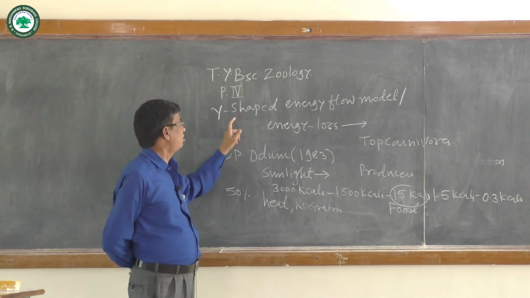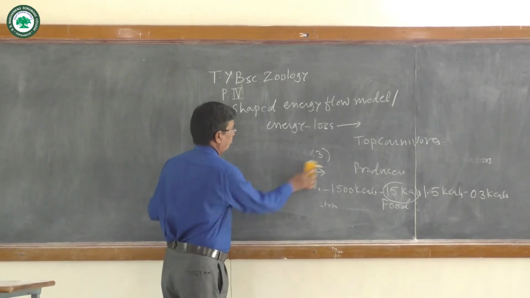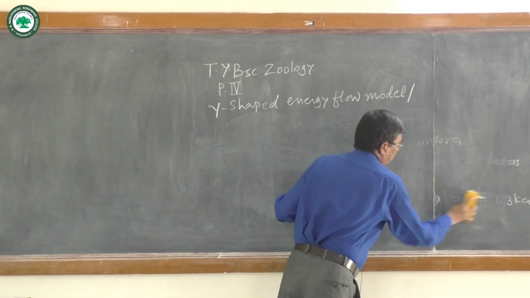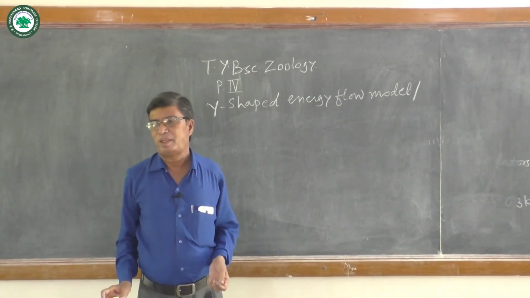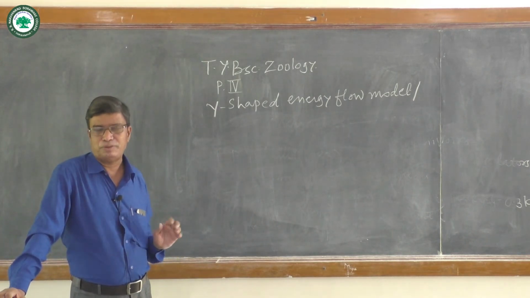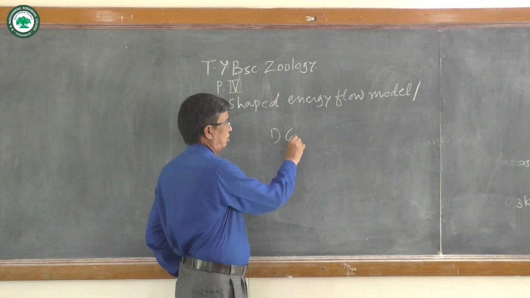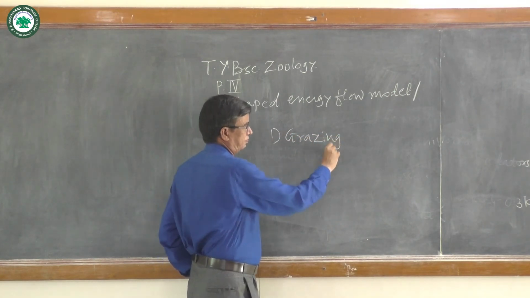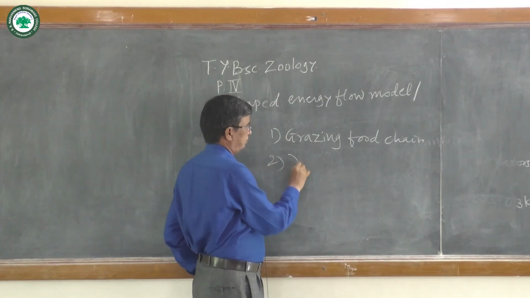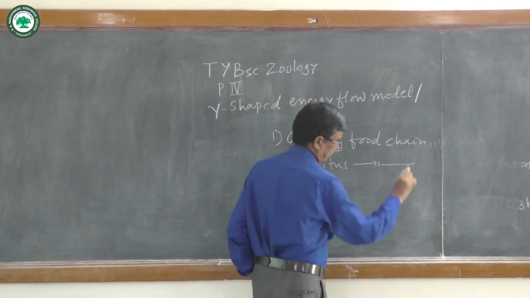Simple energy flow model, second Y-shaped energy flow model. This model is generally used to explain the energy flow in two types of food chains, that is the grazing food chain and the detritus food chain.